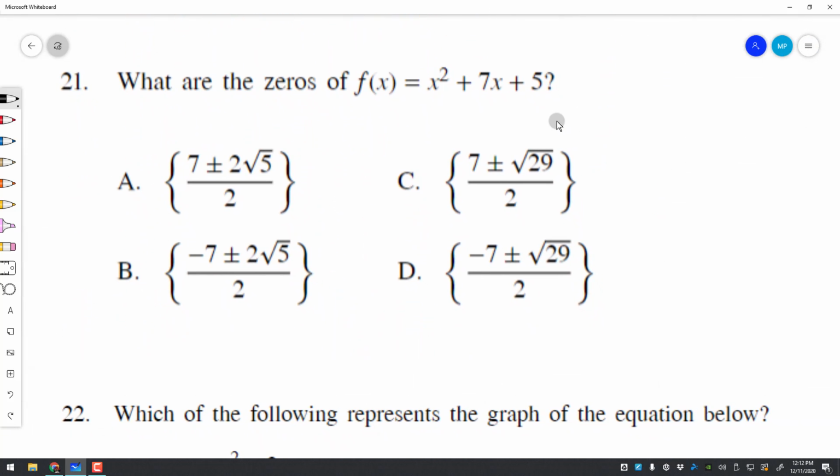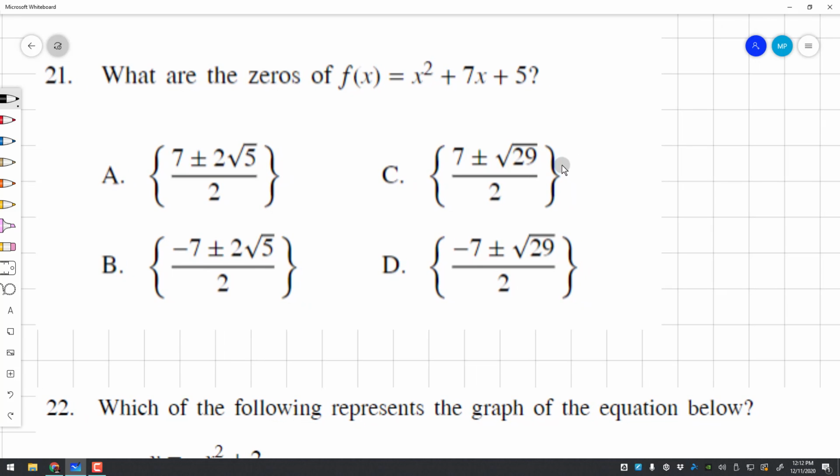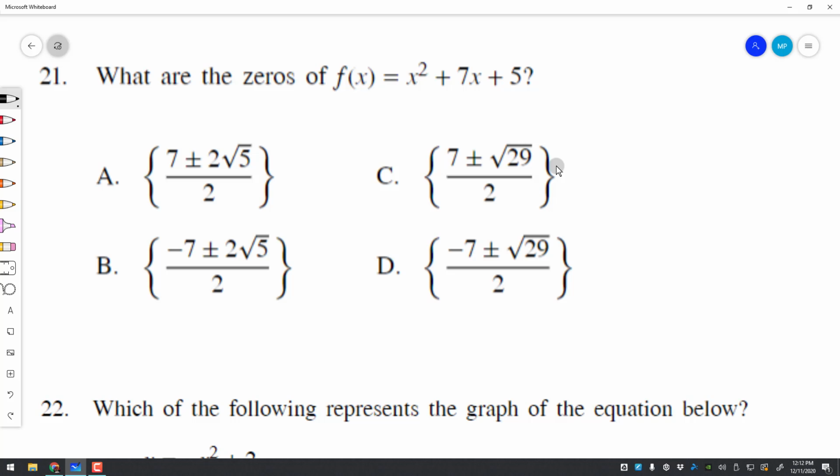21, what are the zeros of this? And if you look at the 4 answers, they even look like quadratic formula. So don't waste your time trying to factor or completing the square. They all have radicals and or fractions. Just go quadratic formula. So remember, x is equal to opposite b plus or minus the square root of b squared minus 4ac all over 2a.